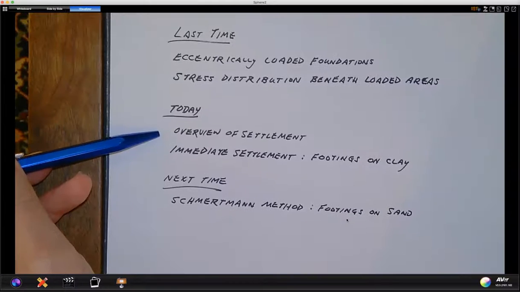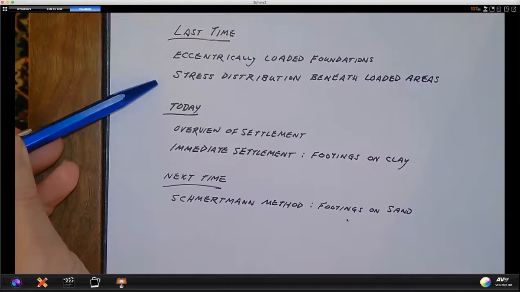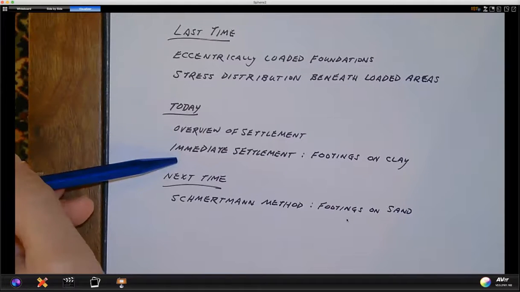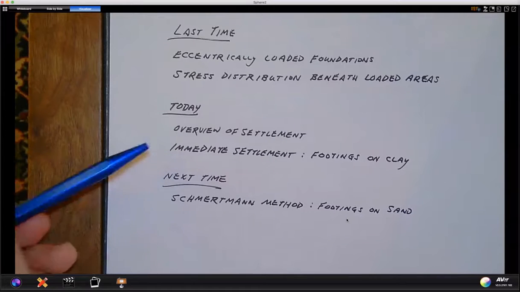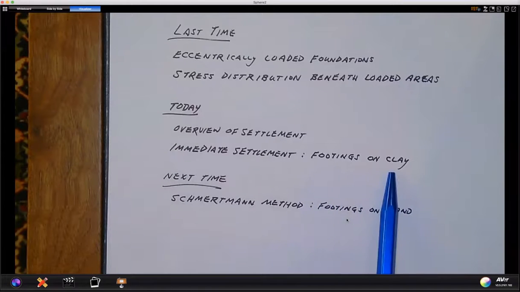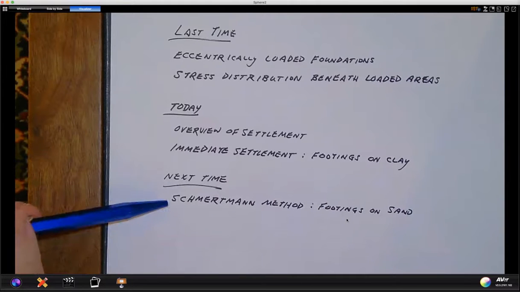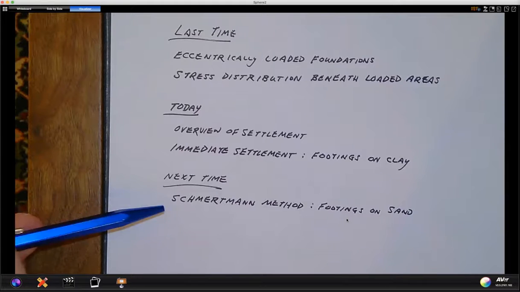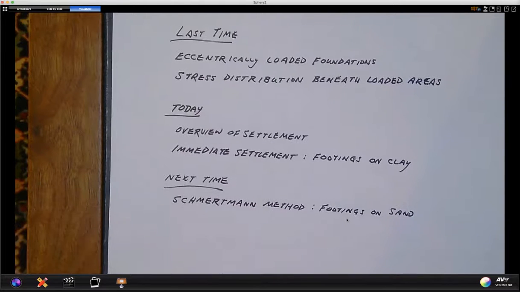Today, there'll be an overview of settlement after we finalize stress distribution and move on to immediate settlement, specifically for footings on clay. And there is a technique for that. Next time, we'll look at footings on sand, and there's a technique called the Schmertmann method or Schmertmann technique that we will evaluate. I don't think we'll get to that material today, but we'll see how timeline goes.